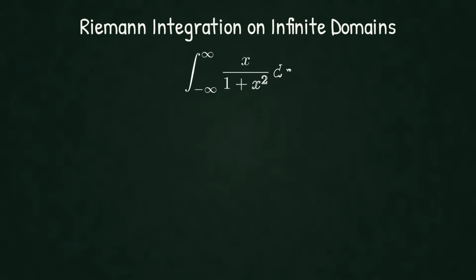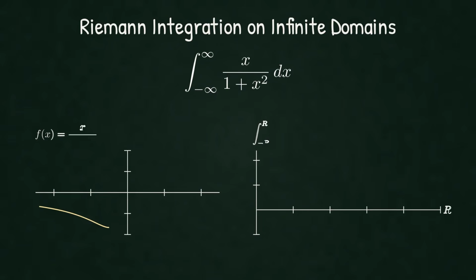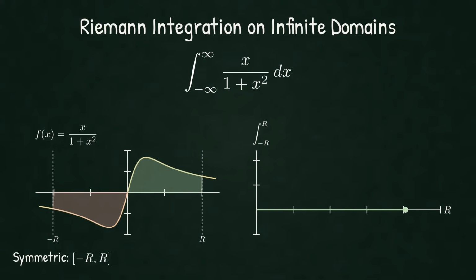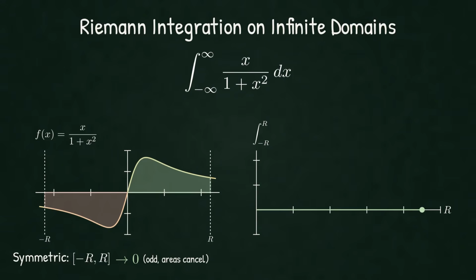Consider the integral of x over 1 plus x squared from negative infinity to positive infinity. Let's try computing it the Riemann way, using the so-called improper integrals. What is this about? Integrate from negative r to positive r. As r goes to infinity, the answer is 0. This seems plausible. It's an odd function, and the positive and the negative areas perfectly cancel.